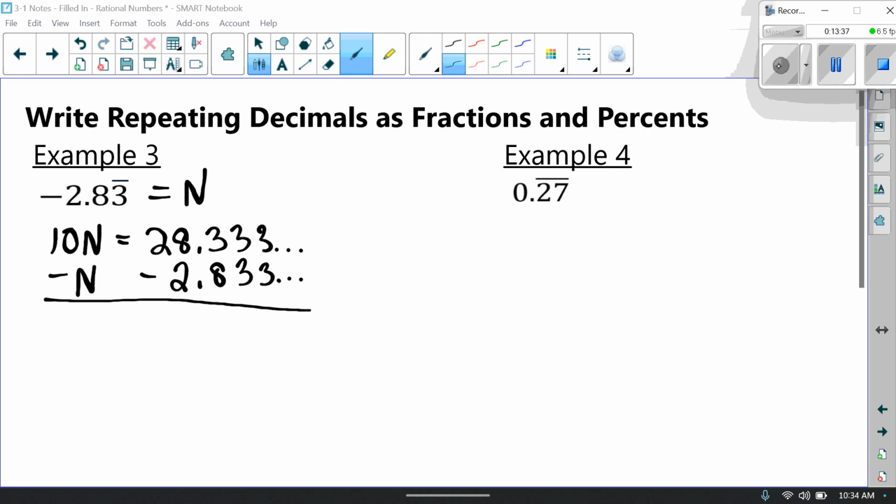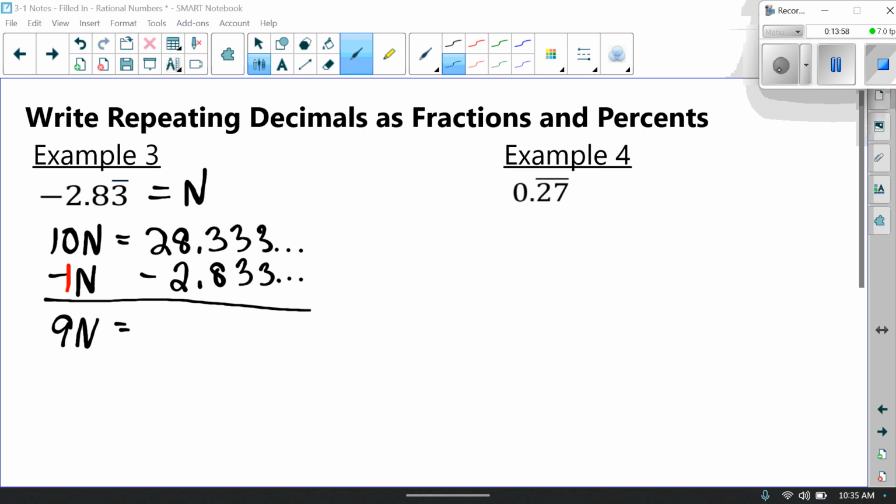What's 10n minus n? Because remember, there's a 1 in front of here. What's 10n minus 1n? 9n, right? So this is going to be 9n. You with me?